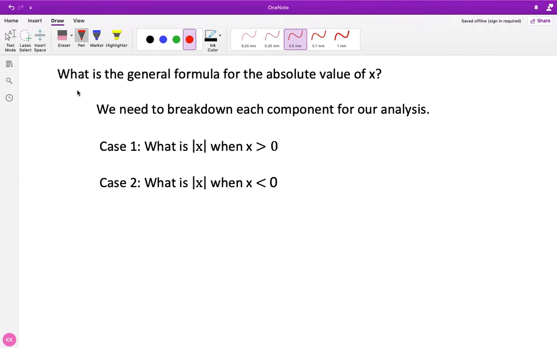So what is the general formula for the absolute value of x? I need to break it down into two analyses. In case 1, we have x greater than 0, and I want to know the absolute value of x when x is greater than 0. I also need to look at when x is less than 0, and what the absolute value of x is then.